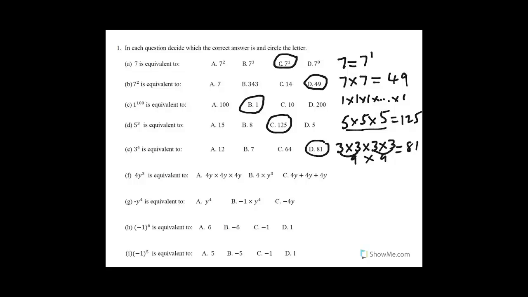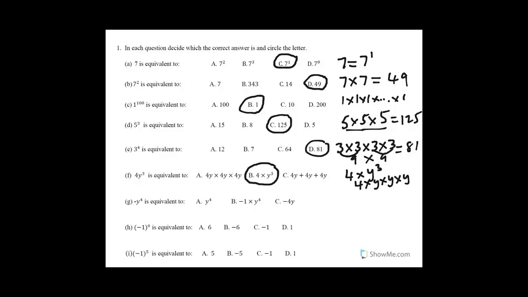4y cubed relies on you remembering BIDMAS. We have to do indices first before multiplication, so it's 4 times y cubed, or if you like 4 times y times y times y. But in this particular question, B is the correct choice. It's 4 times y cubed.